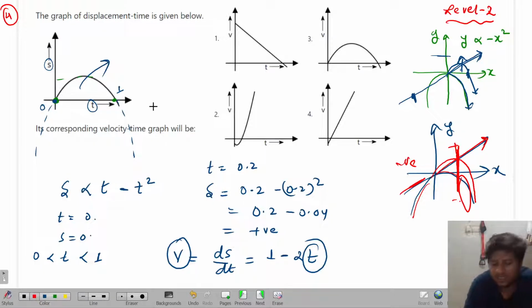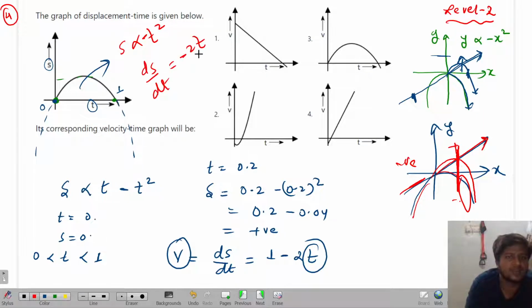Mainly, this is how to solve it in a very easy way in less than 2 minutes. We know that this graph is a parabola, so displacement is directly proportional to t square. Since this is a downward parabola, displacement will be minus t square. Now I can take ds by dt over here, which will be equal to minus 2t. We know that ds by dt is velocity, so velocity is equal to minus 2t. That means I will get a graph like this. If I see this graph, it is a positive slope graph. This is never possible. So what we observe here is that the slope is negative for this graph.